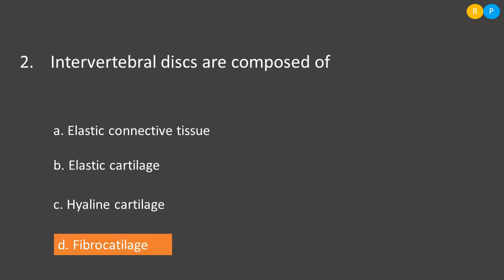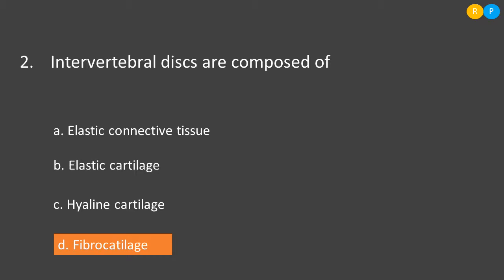Fibrocartilage is found in joints called symphysis, such as the symphysis pubis and between the adjacent vertebrae. It is also present in the knee joint. This fibrocartilage is very helpful to connect one vertebra with the adjacent vertebra in the vertebral column.